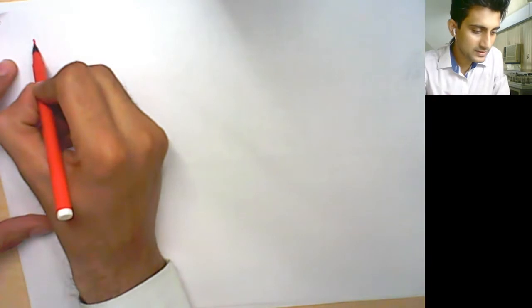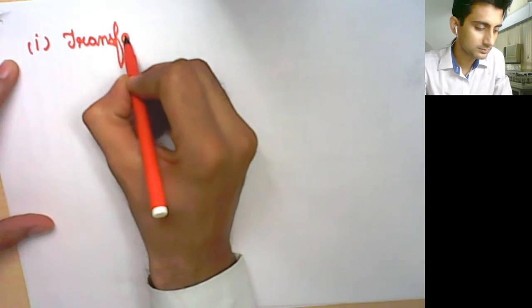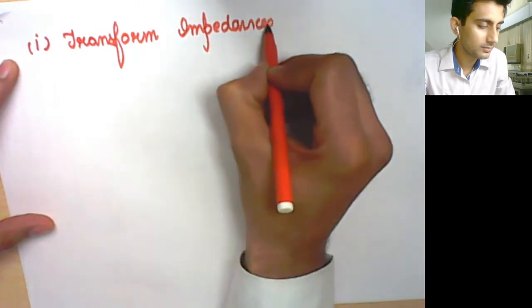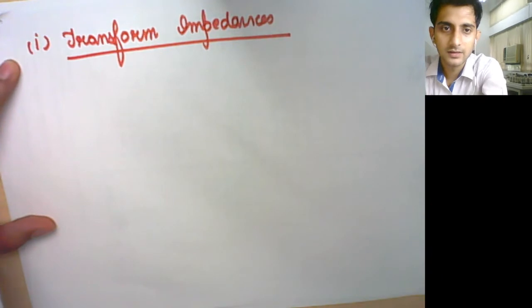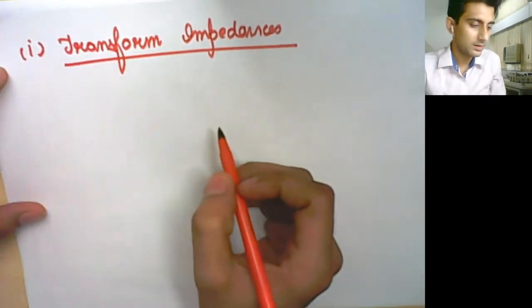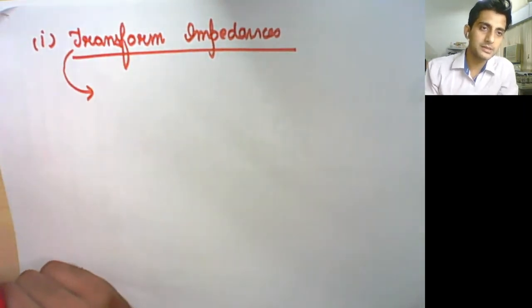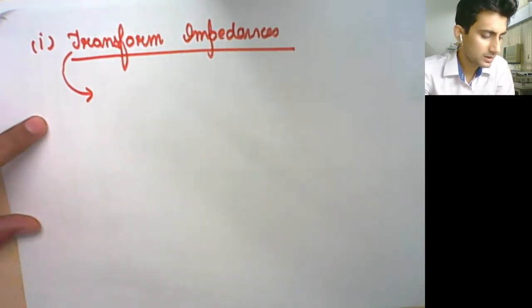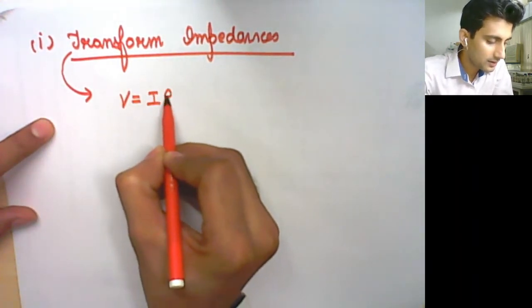Yeah. So welcome back, and today the first target is to understand what are called transform impedances. As the name itself suggests, we need to transform the time dependency of impedances to the frequency dependency of impedances. How? Let us take the very first, very simplistic approach that V is equal to IR.